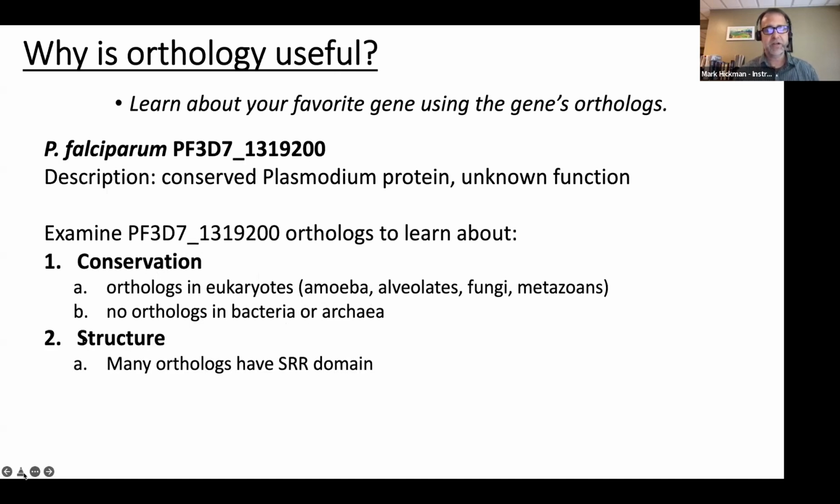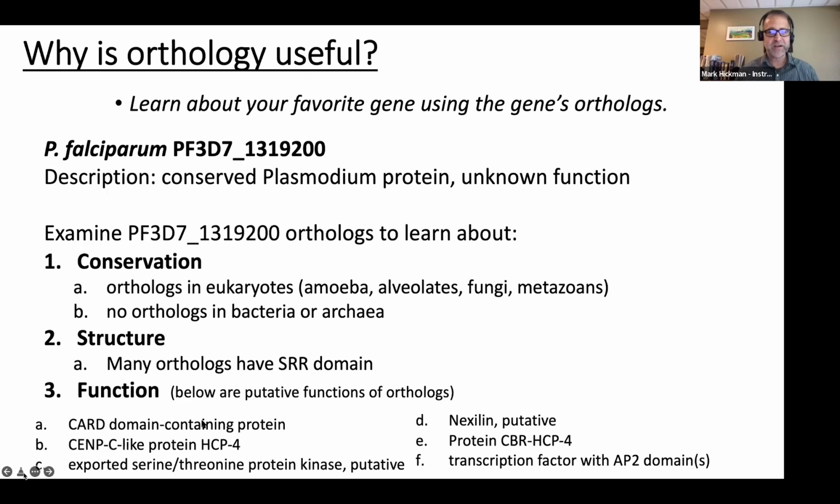Two, you can learn about the structure. Many orthologs have this SRR domain, and it's not clear what this domain does, but it shows you that they all contain a similar structure. And this might lead to a similar function. Below, I'm going to show you some putative functions of orthologs of this particular Plasmodium protein. You can see it's all over the place, but there seems to be a common theme that it has to do something with DNA and chromatin, like centromere binding, chromatin binding protein, and a transcription factor. In this way, orthology can be very useful to understand your gene.